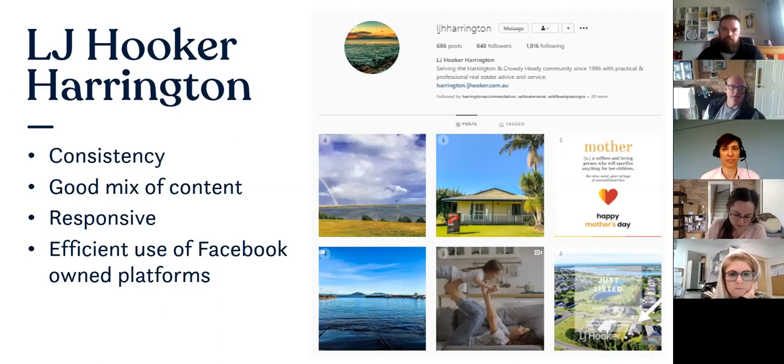This is another really good example of telling a story. These guys are telling the story of Harrington rather than LJ Hooker. So that's the key thing for these guys. And they're doing really well.